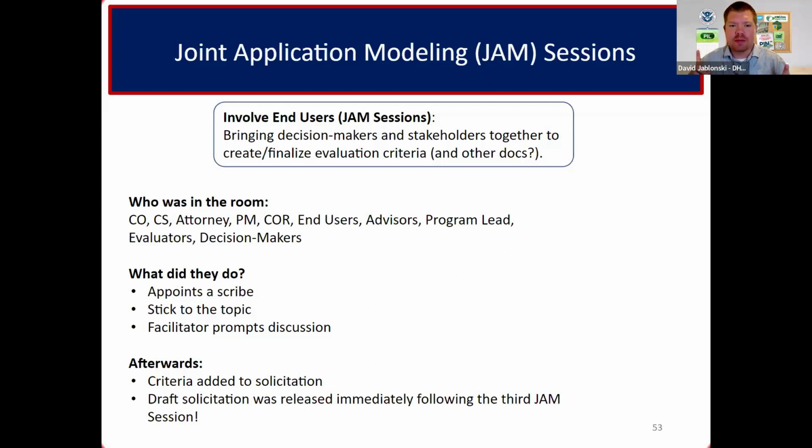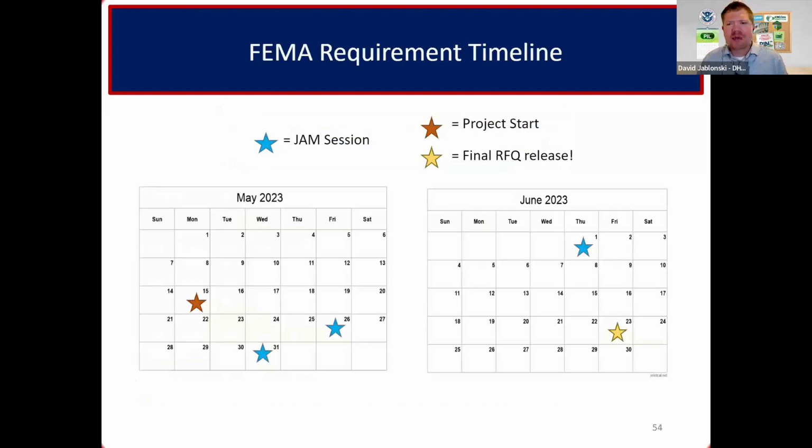Now, what happened to this team? At the end of the sessions, they were able to create their evaluation criteria, which they added to the solicitation. They received all the approvals they needed. And then at the end of the last session, they went ahead and posted their draft solicitation while they were getting the internal approvals, which they normally have to go through anyway. So let's go to the next slide and look at the timeline. You can see how this worked for everyone. How did they get this done so quickly?